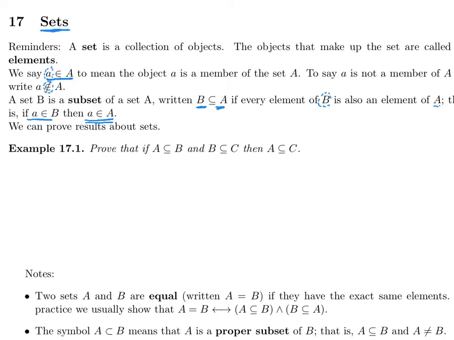Let's do this little example here. We're going to do a little proof. We're going to prove that if A is a subset of B and B is a subset of C, so that's our if part, then A is a subset of C. So let's go ahead and prove this. We'll just do a little direct proof here.